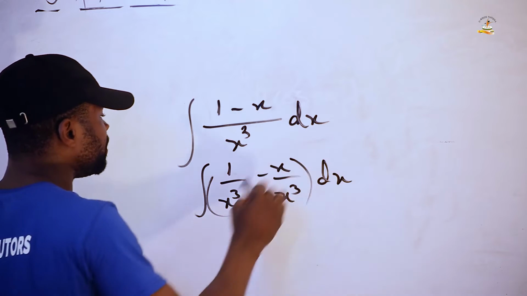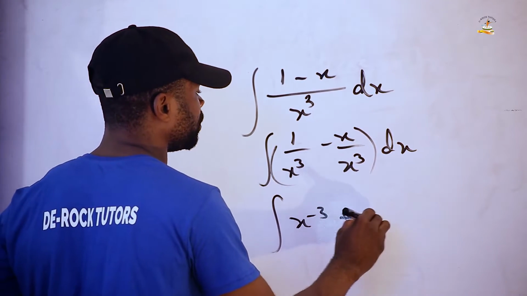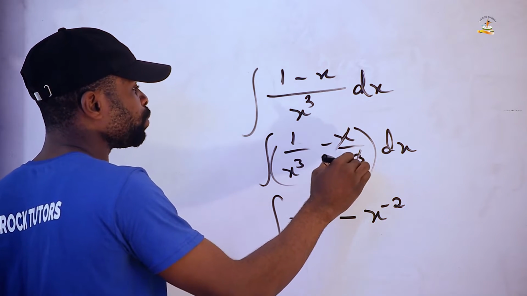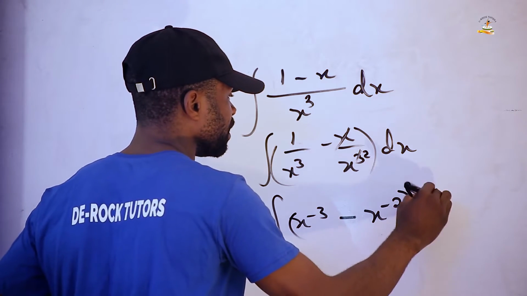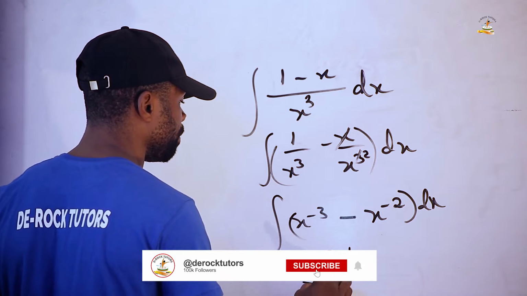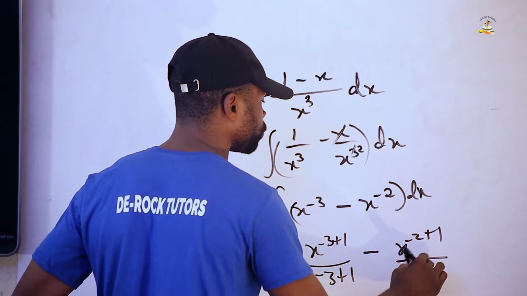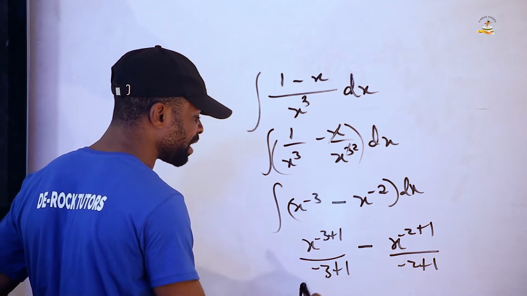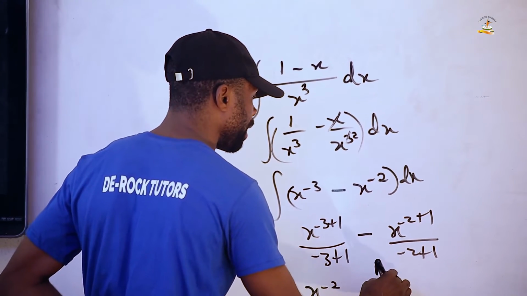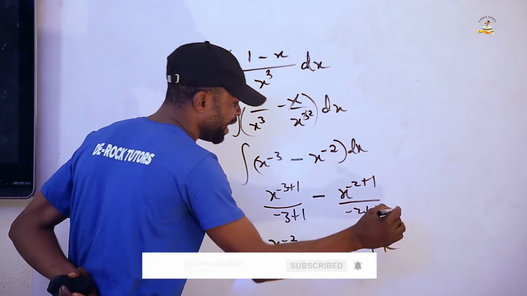Upon reducing it into the least fraction in the second term, we can rewrite it as x raised to power minus 3 minus x raised to power minus 2. Don't forget that this x must have cancelled this one and reduced it to x squared. Everything is dx. We integrate the individual terms. This one is integrated as x raised to power minus 3 plus 1 over minus 3 plus 1. And this one is going to be x raised to power minus 2 plus 1 over minus 2 plus 1. So we have x raised to power minus 2 over minus 2 minus x raised to power minus 1 over minus 1, plus c or k as the case may be.